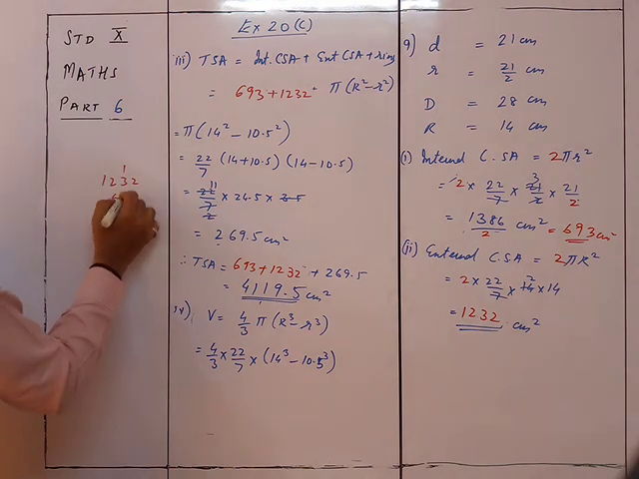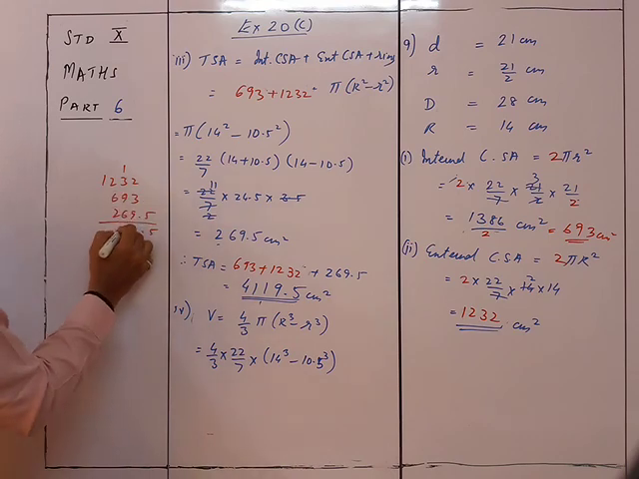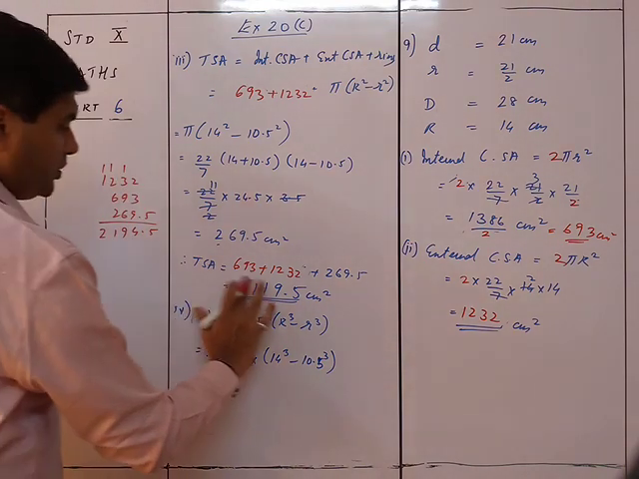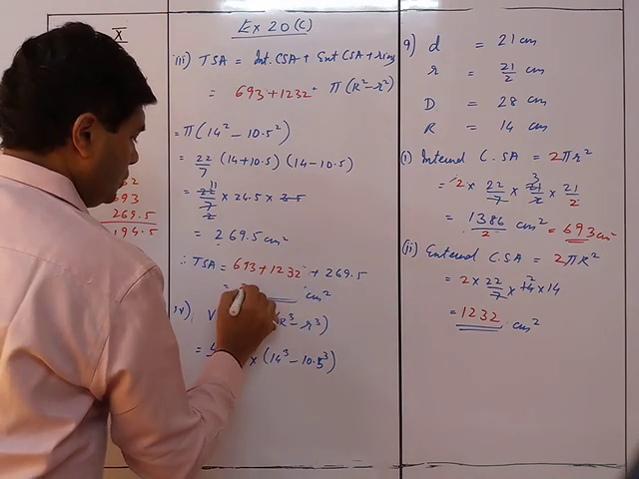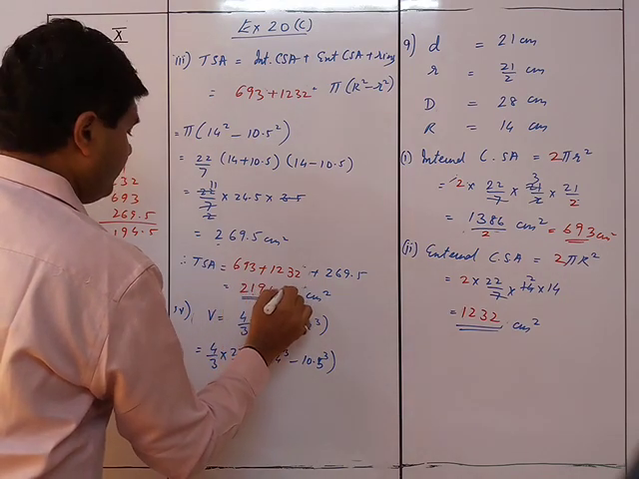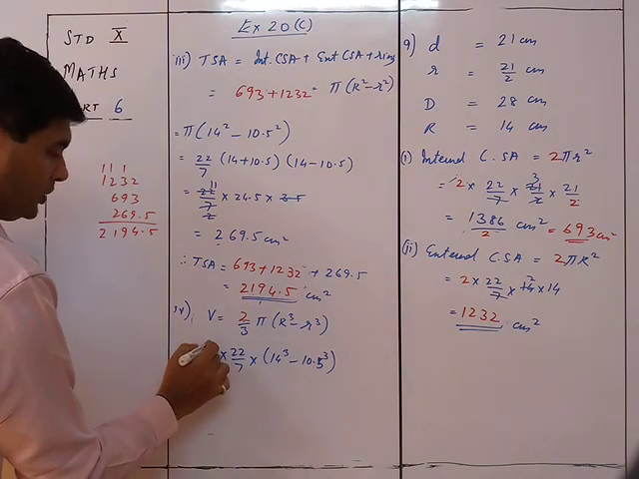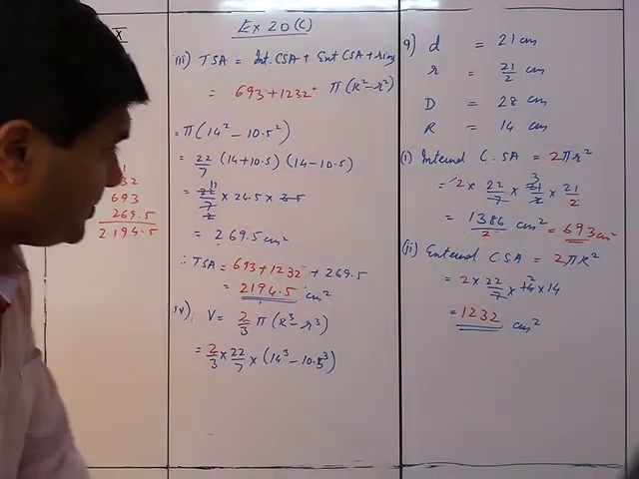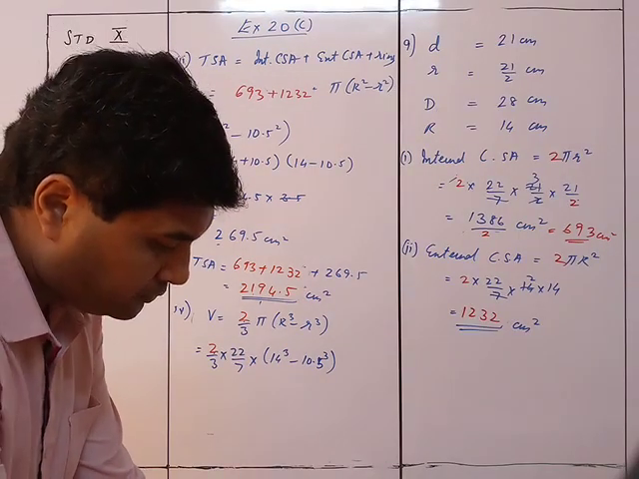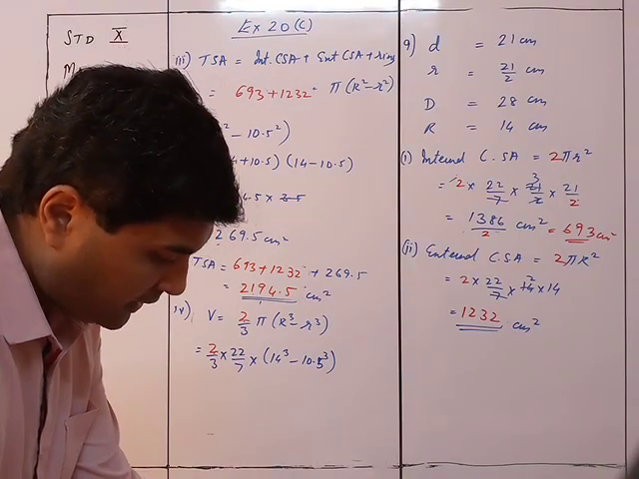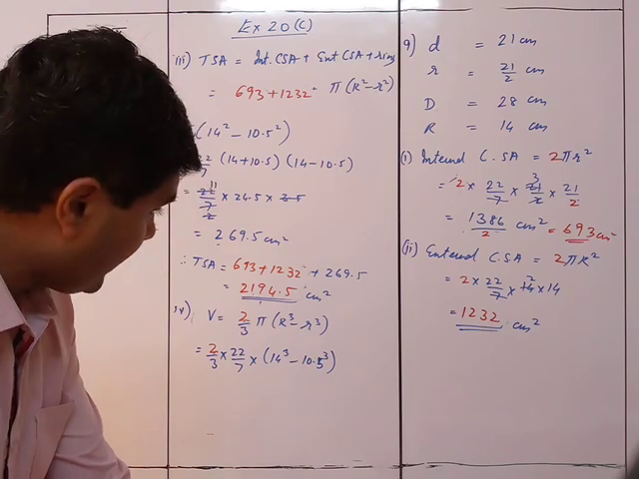So 4, and this is 10 and 19, and then 10 and 1, 1, 2. 2194. So it will be 2194.5. Here also it will be 2, and here it will be 2. So the answers will be 693, 1232 and 2194.5.